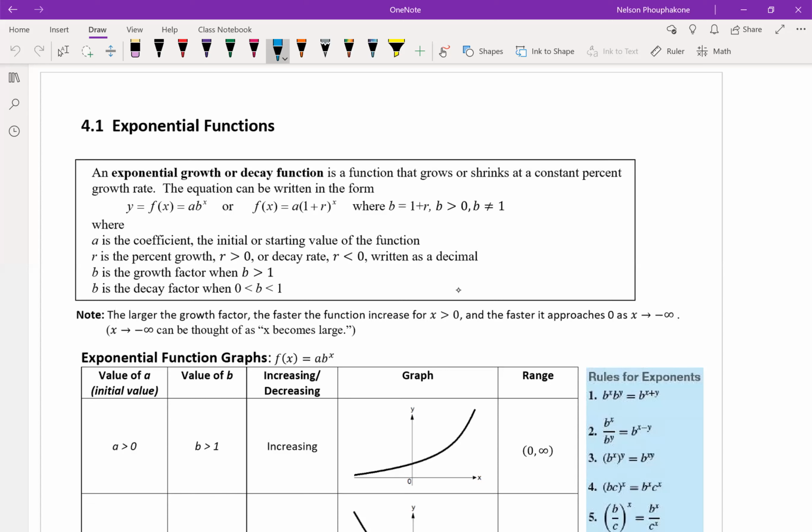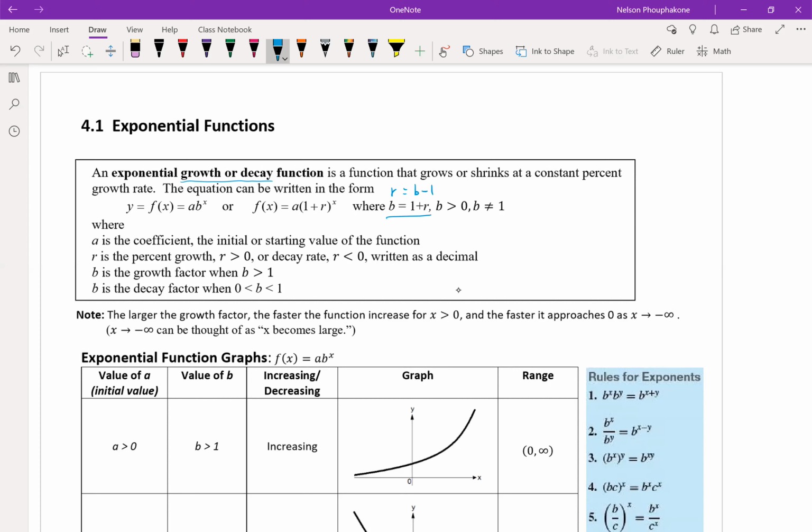So exponential functions, we have a growth or decay model. It's a function that grows or shrinks at a constant percentage rate, growth rate. The equation can be written in the form y equal to f of x equal to a times b to the x, or f of x equal to a times 1 plus r to the x, where b equal to 1 plus r. Now, in other words, if I want to solve for r, basically r equal to b minus 1, right?